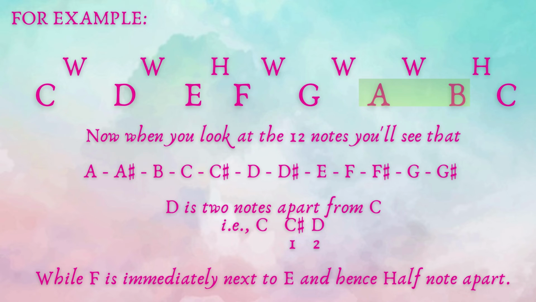A to B, A sharp, B. Again 2 notes apart, a whole note interval. B to C, B immediately next is C. So only 1 note apart, that is a half note interval.